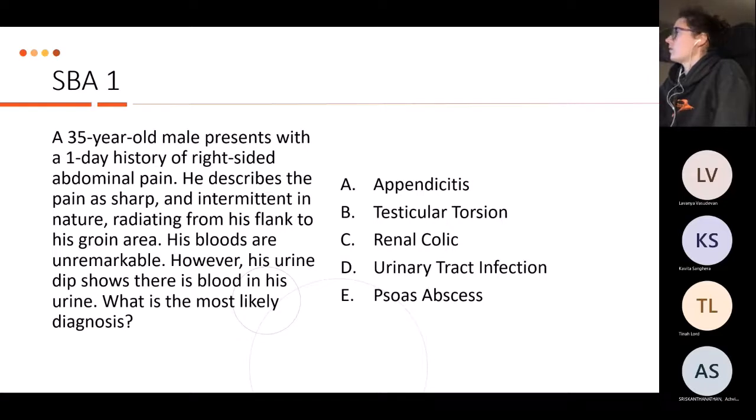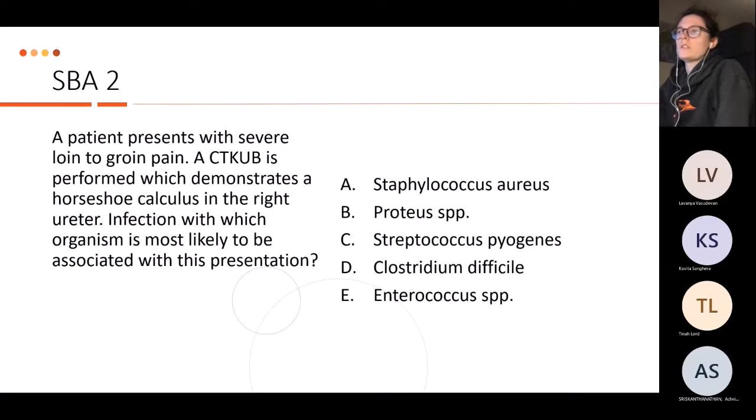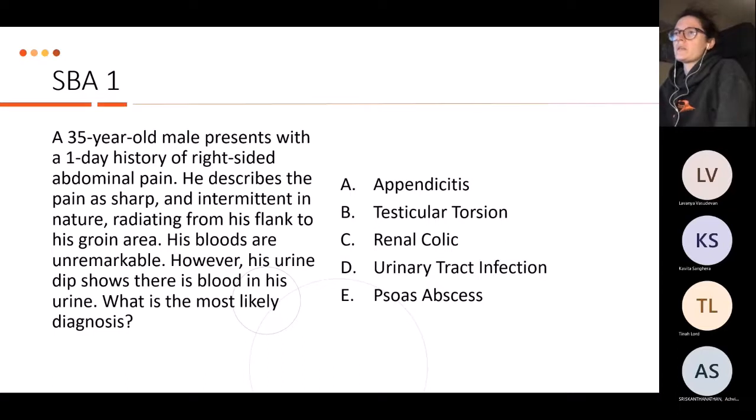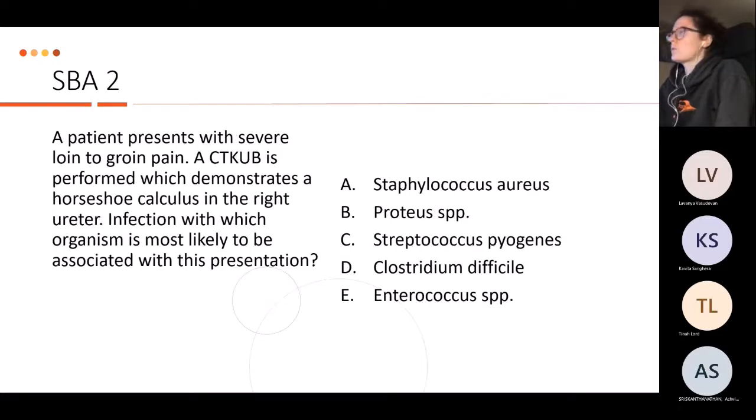Okay, great, you've all answered. I'll show the results now. Yes, you're all right. The answer is C. This is a classic presentation: a young person, young meaning that you wouldn't necessarily think of something else, a very short history of loin to groin pain that's intermittent, blood in the urine, and bloods otherwise pretty unremarkable. Renal colic is the answer. Next question, I'll open the poll now.